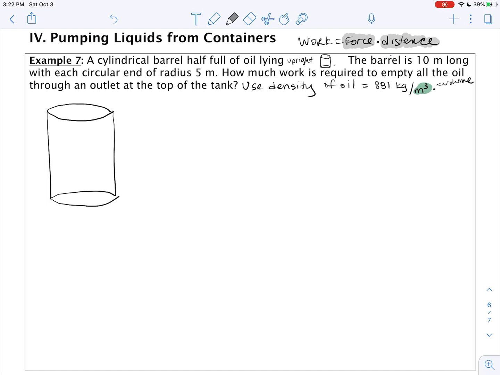And it says use the density of oil, densities of liquid. Remember, liquid occupies 3-dimensional space, and your density is usually going to be measured in either kilograms per meters cubed, and that is a per volume, or your density is going to be measured in pounds per cubic foot. Those tend to be the standard units of measurement for the density of liquid. Okay, so here we've got oil.